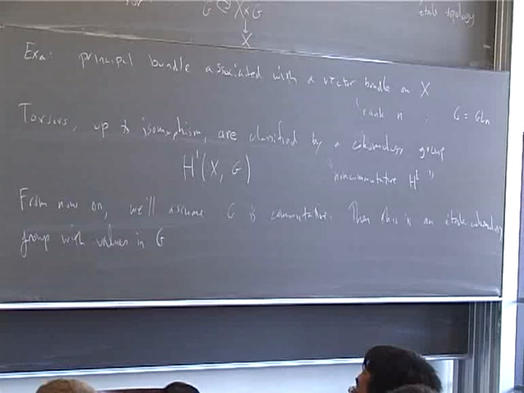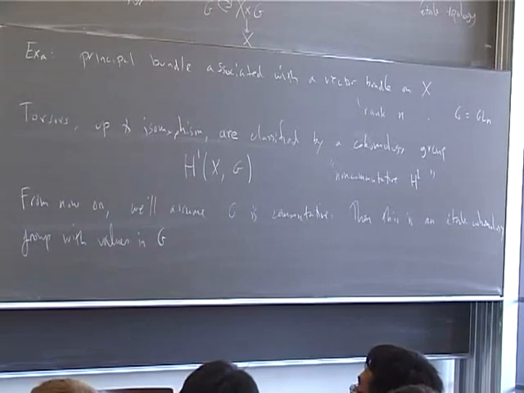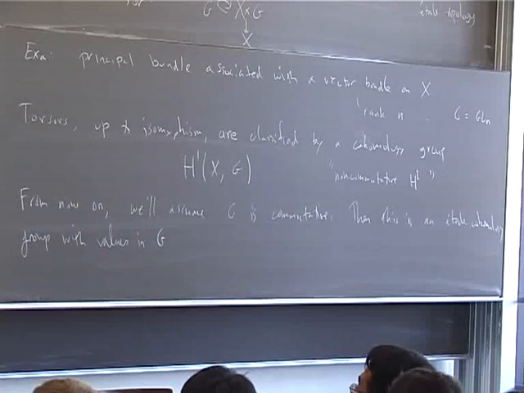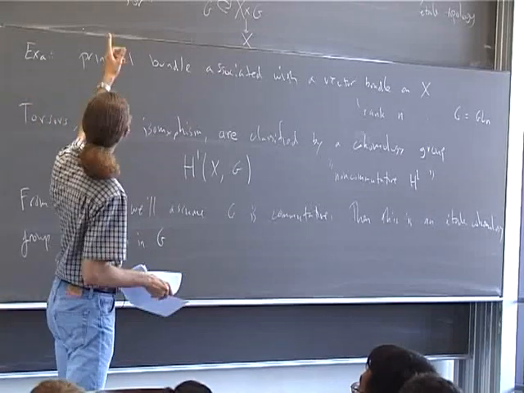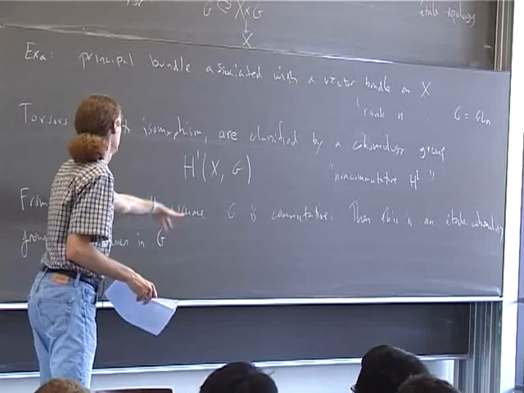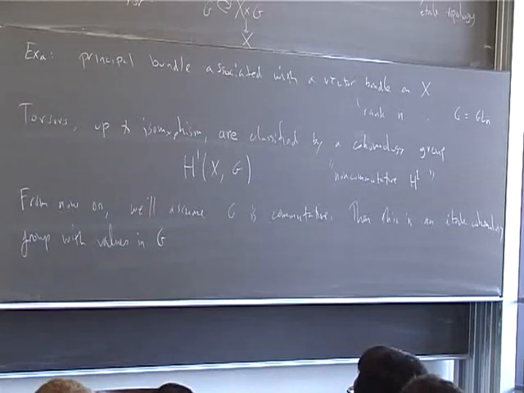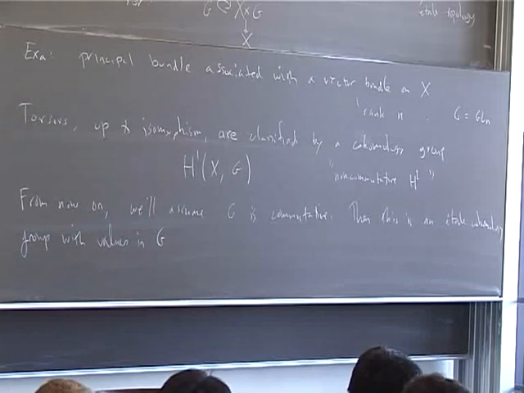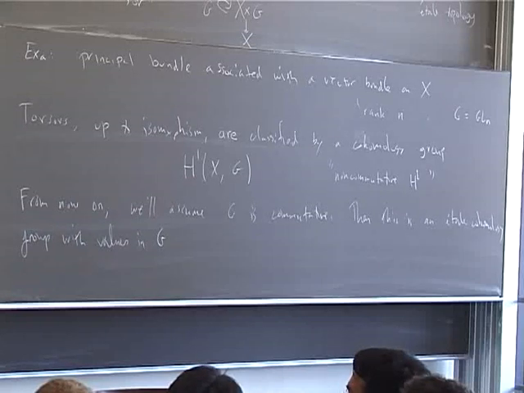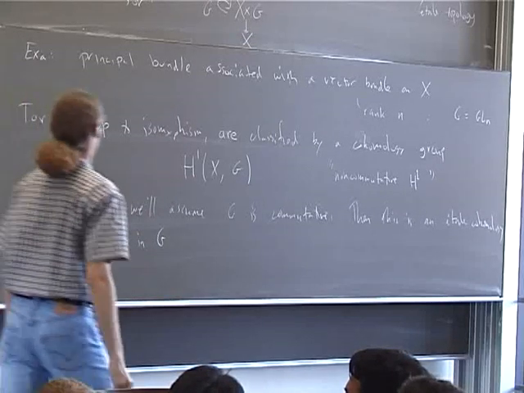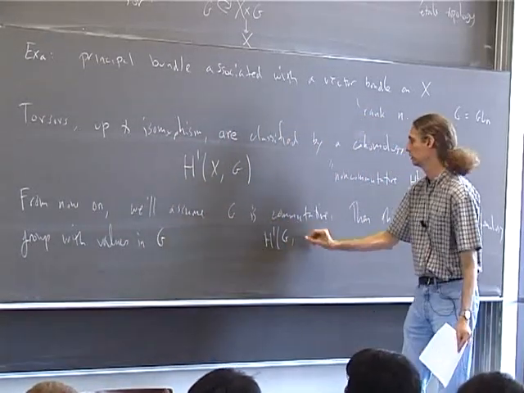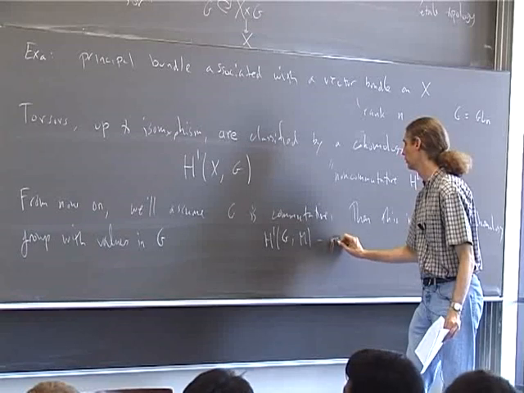Okay, so let's consider now G is a linear algebraic group, and now I've insisted on it being commutative. So it's not group cohomology. Group cohomology is H1 of G with coefficients in some module. So this is group cohomology.